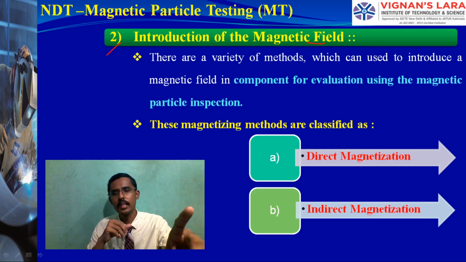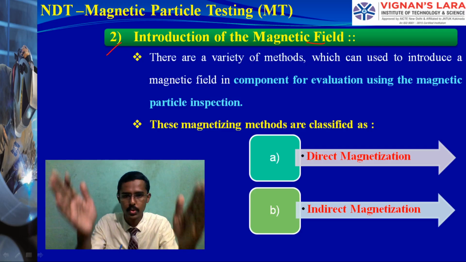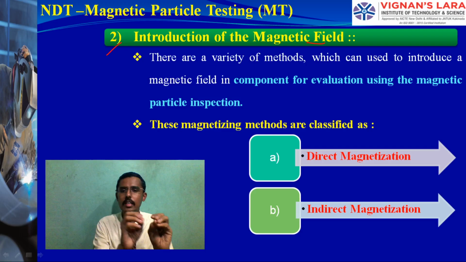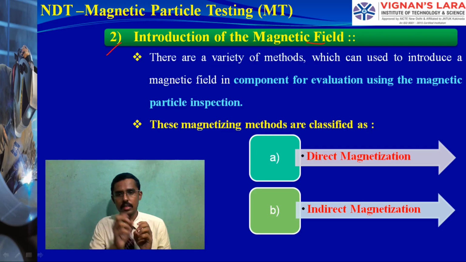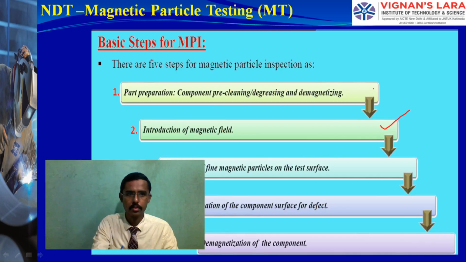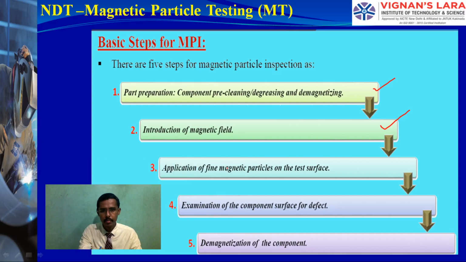Now, as of now, we are covering the procedure. Five points we are covering: first part preparation, introduction of the magnetic field, spraying of the particles, then inspection, then demagnetization. These types we will go into in the next part. We should remember that direct magnetization and indirect magnetization processes are available. So now we have done introduction of the magnetic field over the specimen. First part done, second part, introduction of the magnetic field, also done. Third one we should go to: application of fine magnetic particles. It is nothing but spraying of the particles, which we should do now.